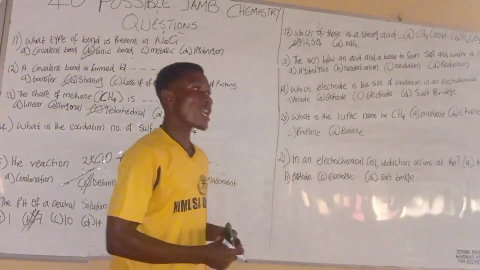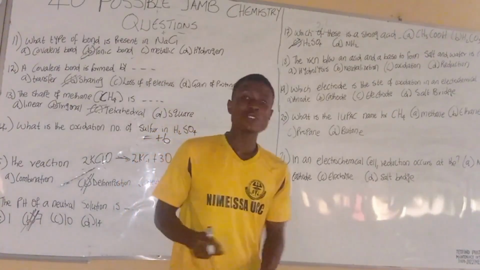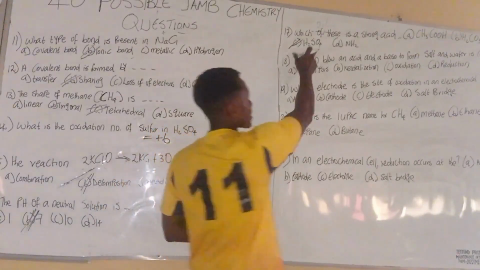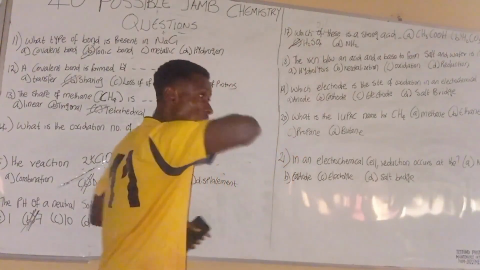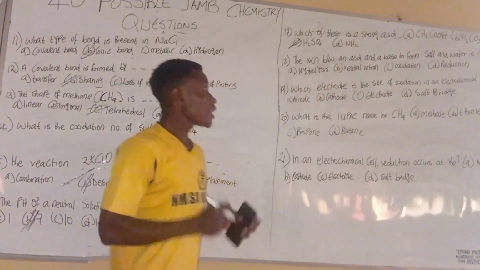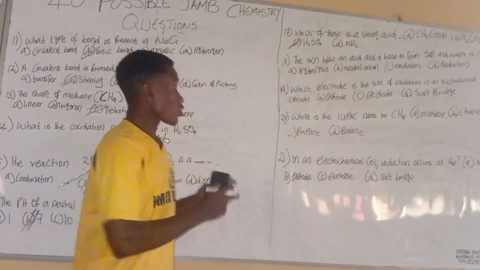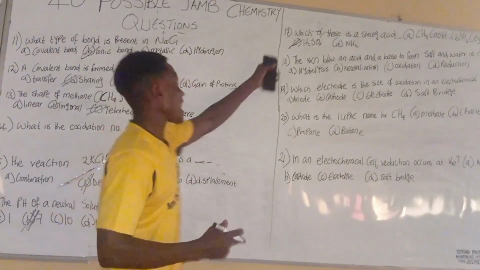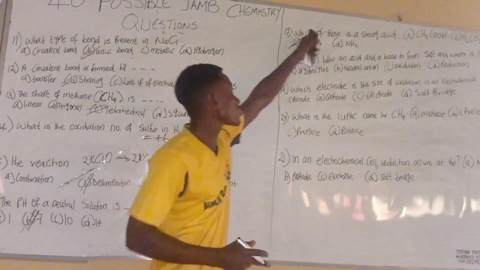H2SO4. Why is it H2SO4? It is a strong acid because it ionizes completely. So when it ionizes completely, that means it is a strong acid. So you get to find out that in all of these options, it is only H2SO4, tetraoxosulfate 6 acid, that ionizes completely. So the answer is C, which is H2SO4.